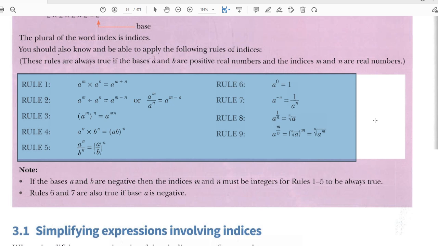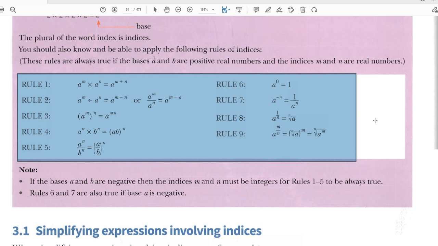Come to rule number 5. a power n upon b power n is equal to a upon b to whole power n. This rule says if we have two different bases but the same powers and both are divided, then we can write both the bases in divided form under a single power n. So a exponent n upon b exponent n is always equal to a upon b whole exponent n. This is rule number 5.